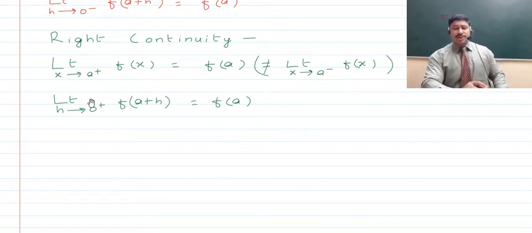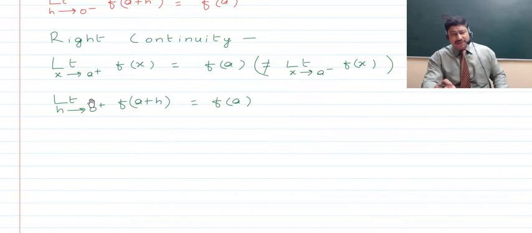Now children, there's one thing that we can say: if there is a function which is left continuous as well as right continuous, then directly we can say that the function is existent as well as it is also continuous.